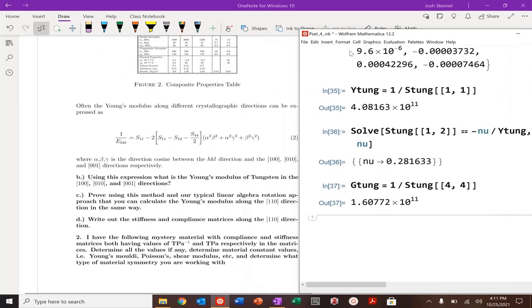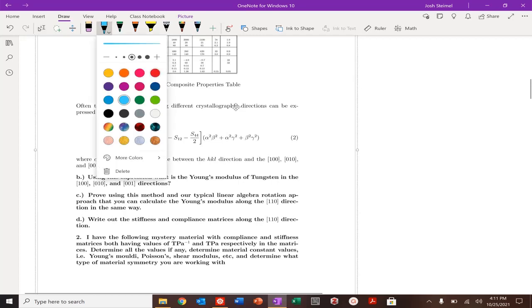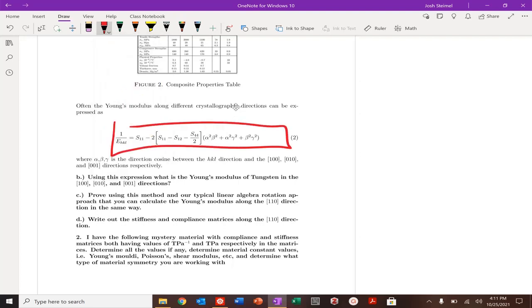Okay, so I am told, and I'm given this expression, that generally speaking, if I have a cubic material, I could relate the Young's modulus along different crystallographic directions with this equation, where alpha is the direction cosine between my HKL direction, whatever that's asked for, and the 1, 0, 0 and 0, 1, 0 directions. So using this expression, what's the Young's modulus of tungsten in the 1, 0, 0 direction?